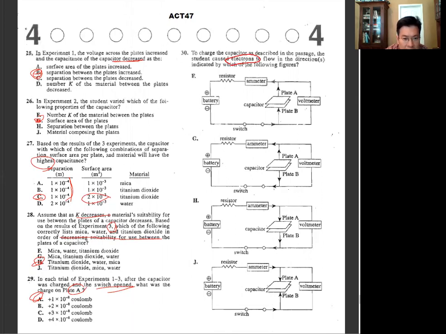cause electrons to glow. Okay, so electron is minus, right? So if you think about it, for F, the battery flow going like this, minus is going to plate B. Okay, so it's minus, so F is good.